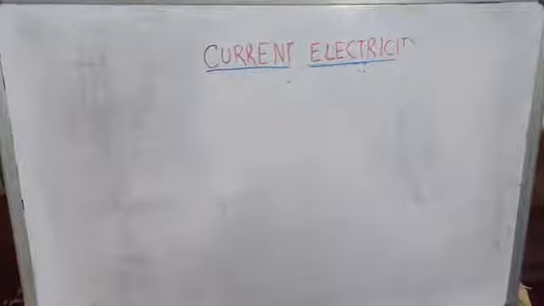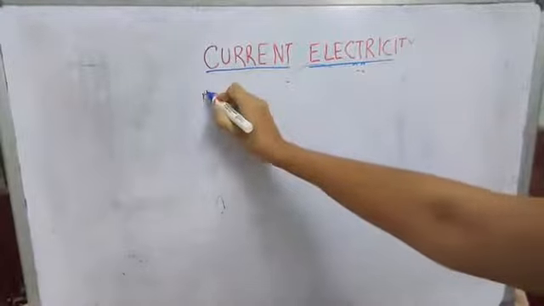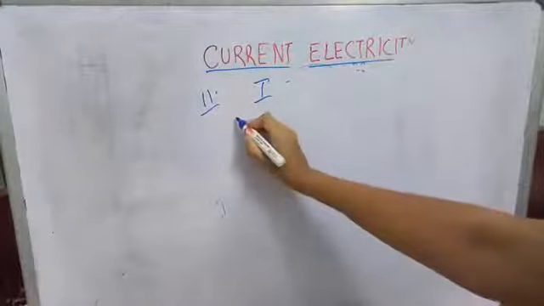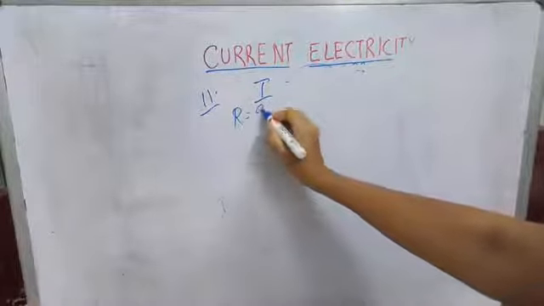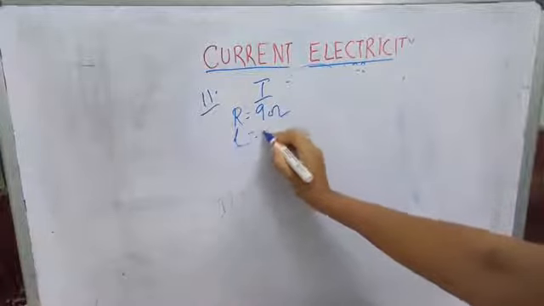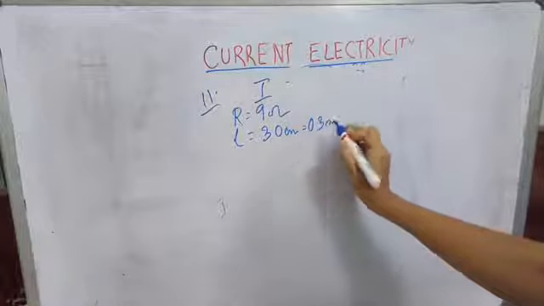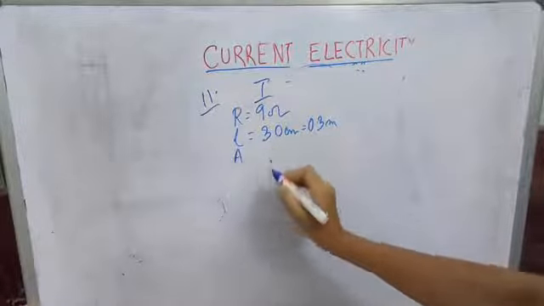Let us now move on to a few numericals from your exercise. Question number 11. A wire of 9 ohm resistance having 30 centimeter length is tripled on itself. What is its new resistance? The first step to solve the numerical is to note down the data. In the first case, the resistance of the wire is 9 ohm and the length is 30 centimeter, immediately converted into meter, 0.3 meter, and let the area be A.